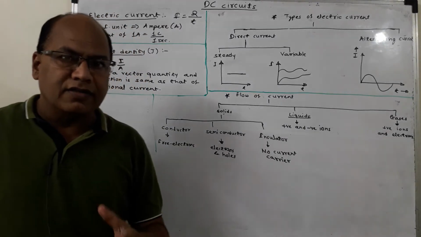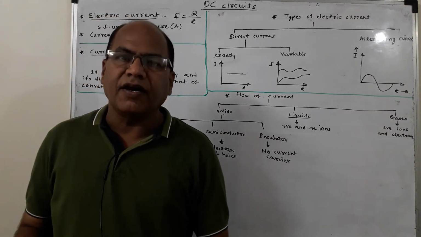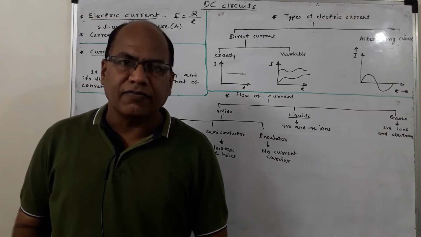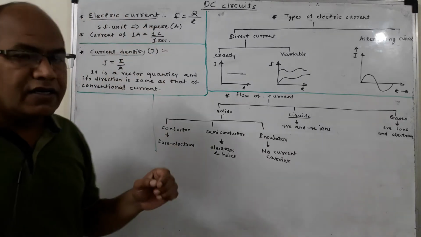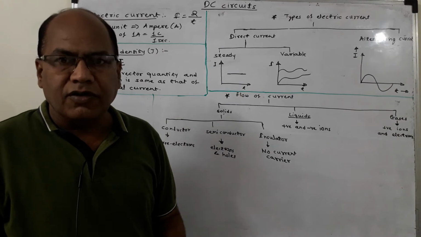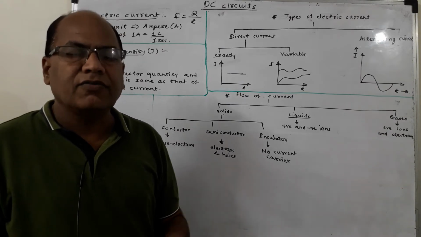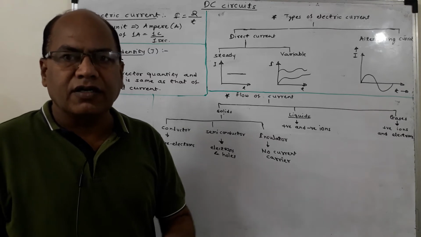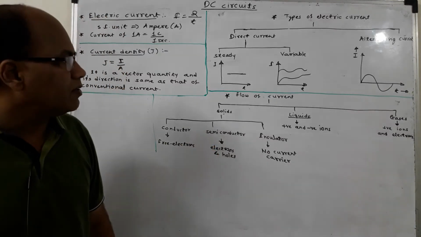Now again, as the SI unit of current is ampere, the current of 1 ampere can be defined as that current which takes place when a charge of 1 coulomb flows through the conductor in 1 second. So charge of 1 coulomb flowing through the conductor in 1 second forms a current of 1 ampere.